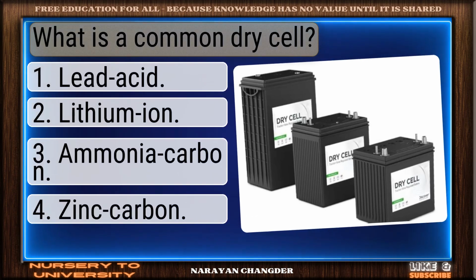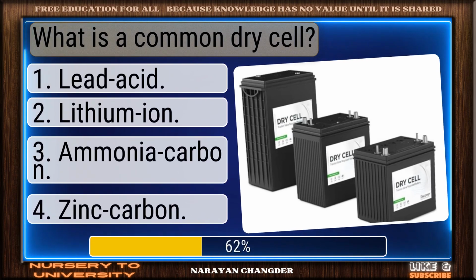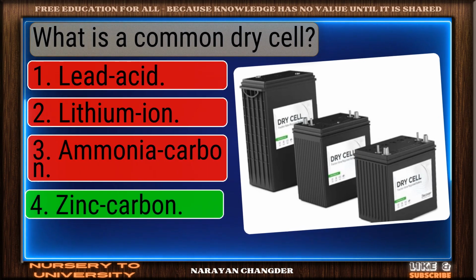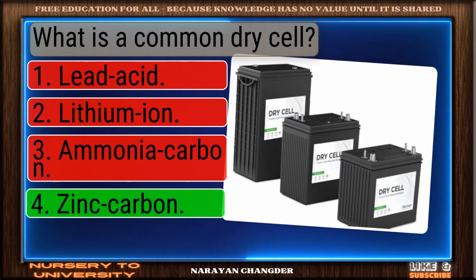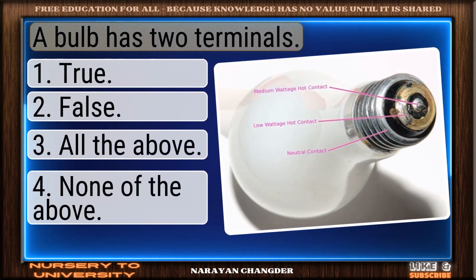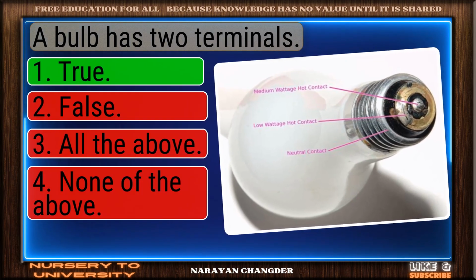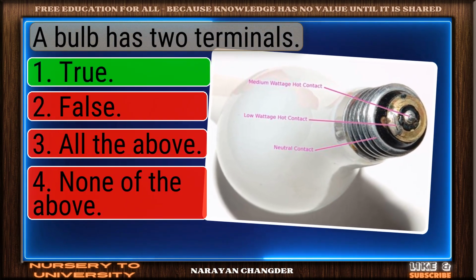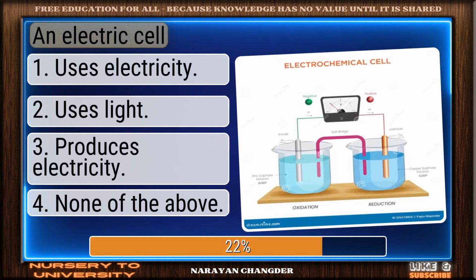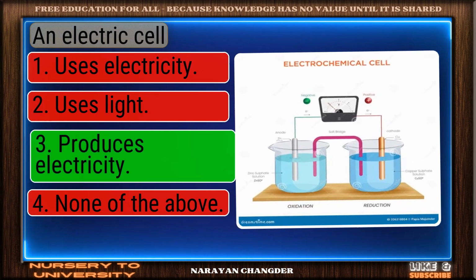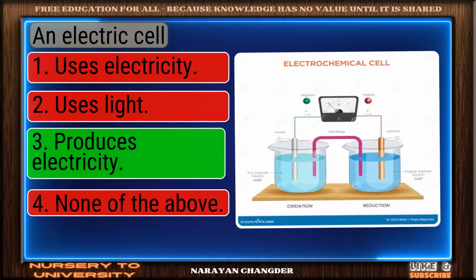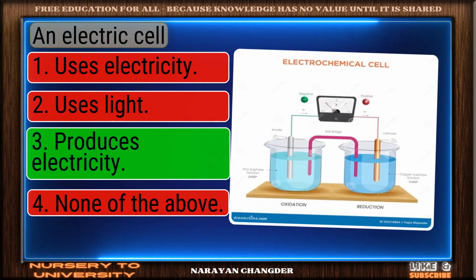What is a common dry cell? Good job. Your answer, zinc carbon, works well here. A bulb has two terminals. You chose true, and it is correct. An electric cell dash? Good thinking. Produces electricity is the right answer.